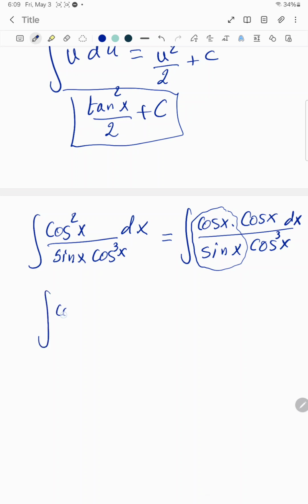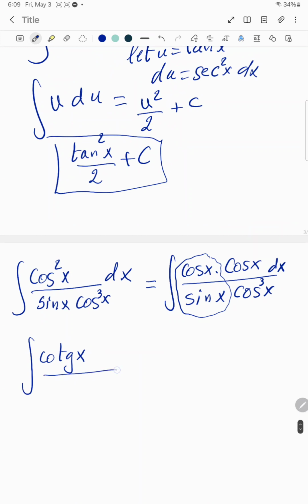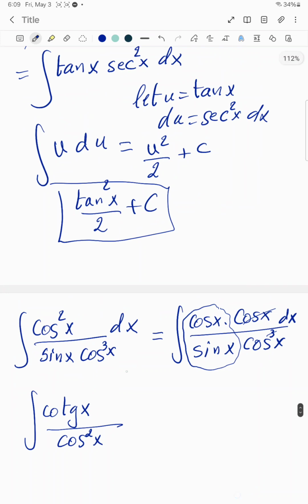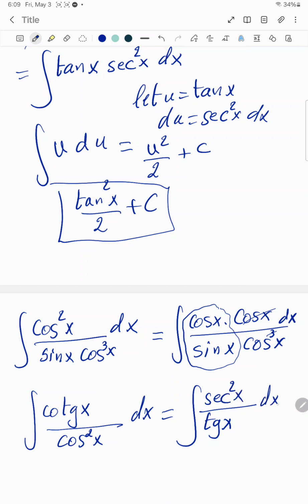So integral of cotangent of x divided by cosine square of x, because I simplify this by this. But I know the cotangent is 1 over tangent. Yeah? So there is dx, this becomes the cotangent, it is 1 over tangent of x, and 1 over cosine square is sec square of x dx.